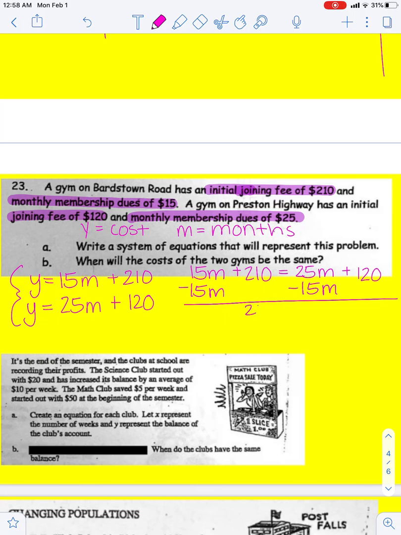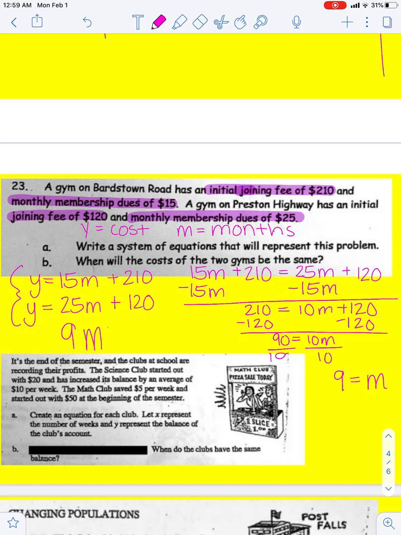And I'll get that 210 is equal to 10M plus 120. And then I'm going to subtract 120 from both sides because I'm just solving this like a two-step equation. And I'll get 90 is equal to 10M. From there, I'm going to divide by 10 on both sides. And I see that 9 is equal to M. So it will be the same at 9 months.